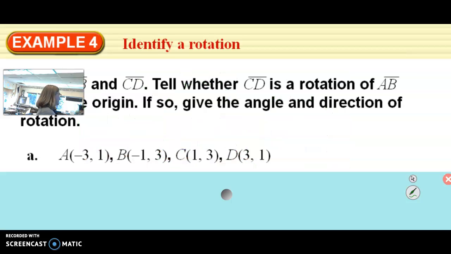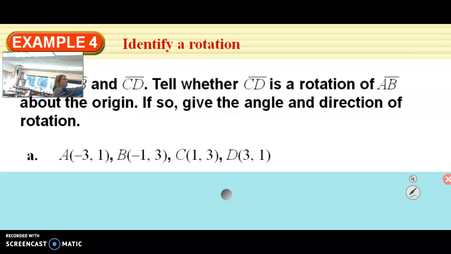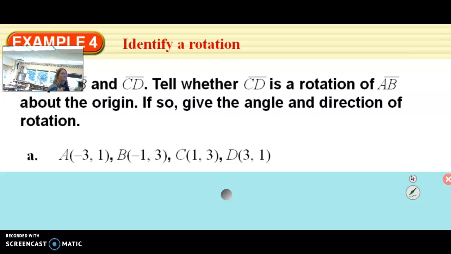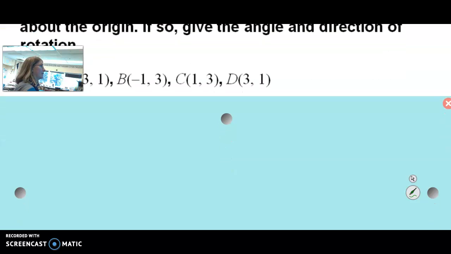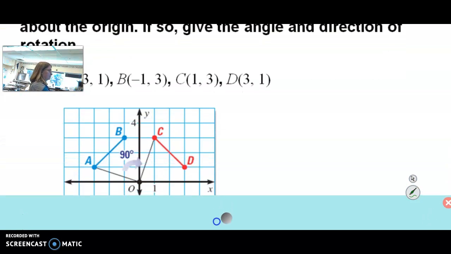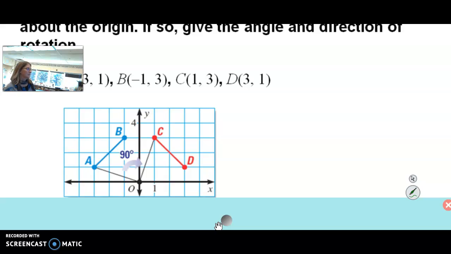Okay, so let's see here. Graph AB and CD and tell whether it's a rotation of AB about the origin. If so, give the angle and direction of rotation. So if you look at this, let me scroll down here. So here's my AB in blue and then CD's in red. And if you look at that, it is indeed a rotation 90 degrees clockwise.